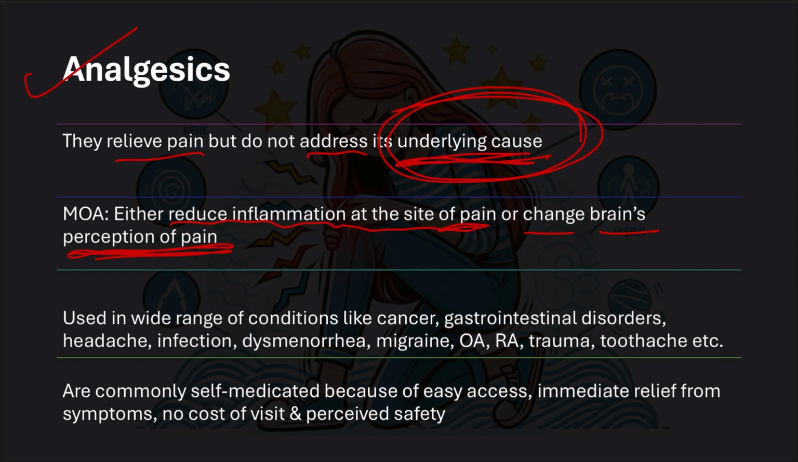Analgesics are used for a wide range of conditions like cancer, gastrointestinal disorders, headache, infection, dysmenorrhea, migraine, osteoarthritis, rheumatoid arthritis, trauma, and toothache. In all these cases we are using analgesics, and they are commonly self-medicated because of their easy access and the immediate relief which they provide from the symptoms, and also most analgesics are relatively safe. That is the reason why people do not hesitate to take analgesics by themselves. So these are some of the reasons why analgesics are one of the commonly self-medicated drugs.